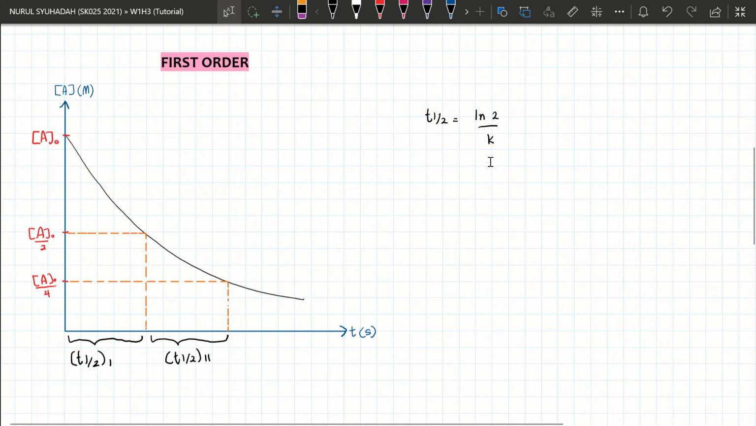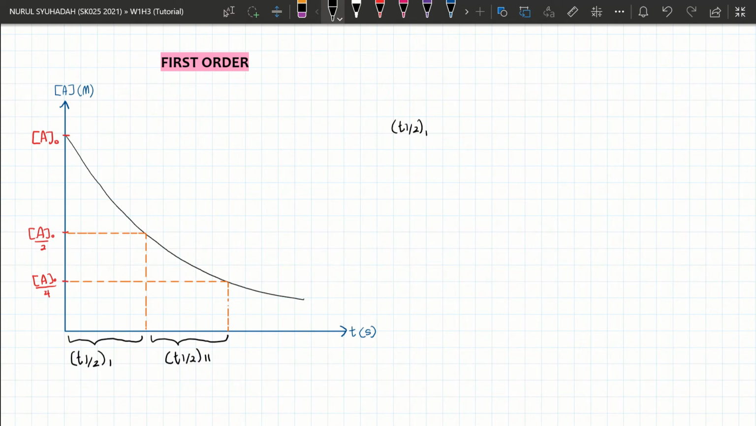So clearly it is stated here that the half-life is not affected by the concentration of the reactant, by the initial concentration of the reactants. So that's why the half-life is the same. So to say that this graph is a first order reaction, you must write down that the first half-life is equal to the second half-life.